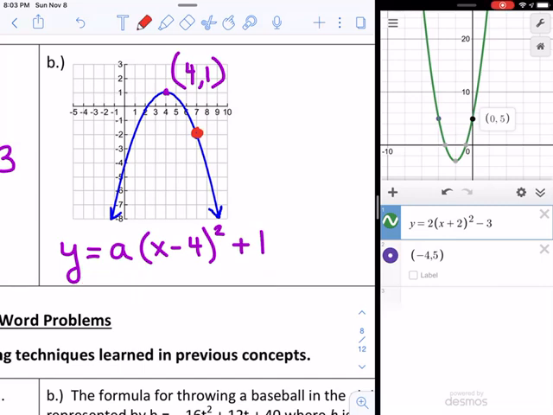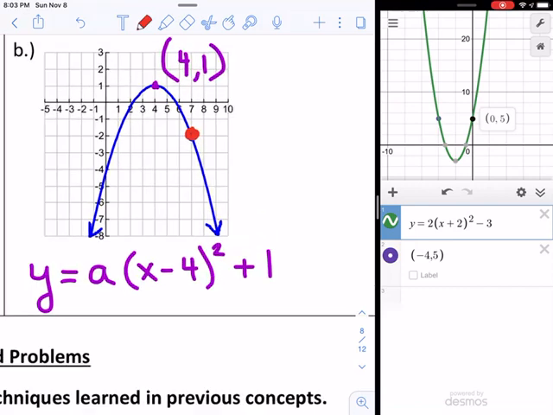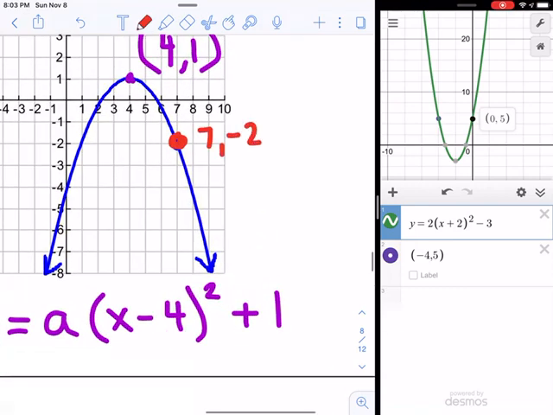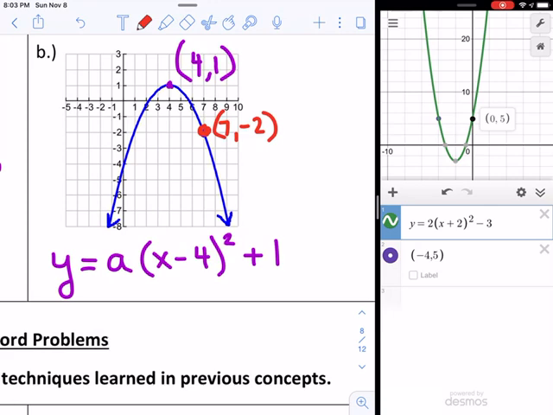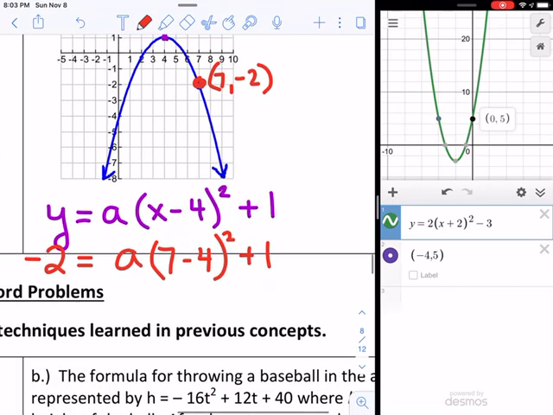So let's plug in the 1 for the y. I'll leave a as a variable and plug in 4. Nope, not 4. Let me try that again. Not 1. We want to plug in 7, -2. That's better. So we plug in -2 for the y and 7 for the x. There we go. And now we're going to solve for a.